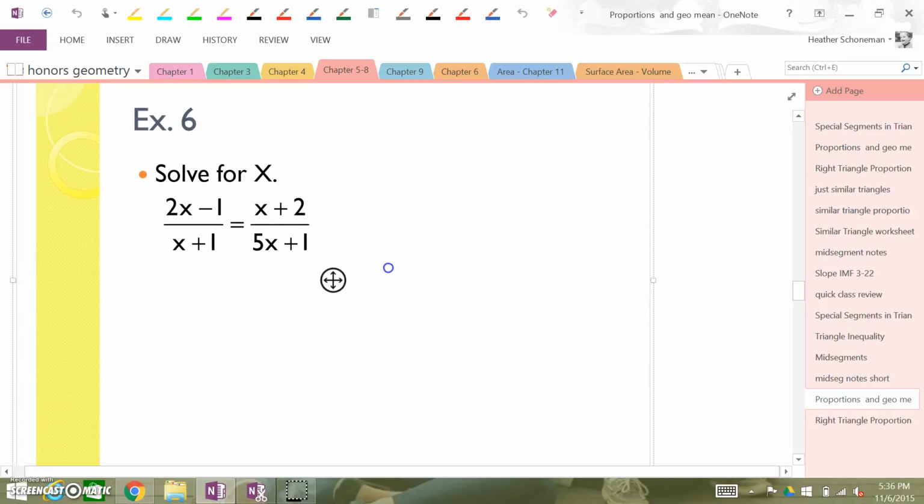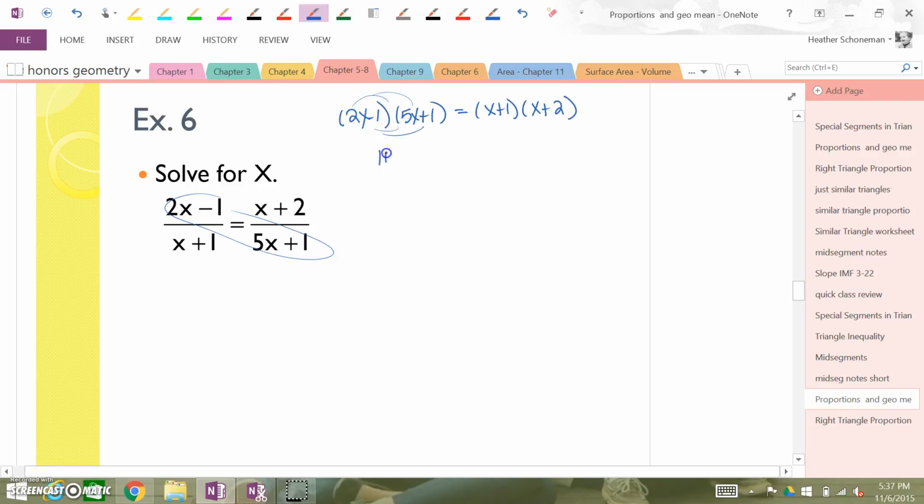Okay, here's the last example of solving proportions that we didn't get to in class. So we know to solve, we're going to have to cross multiply. So I'm going to say (2x - 1)(5x + 1) = (x + 1)(x + 2). So I've got to distribute, or FOIL, whatever you're going to call it.